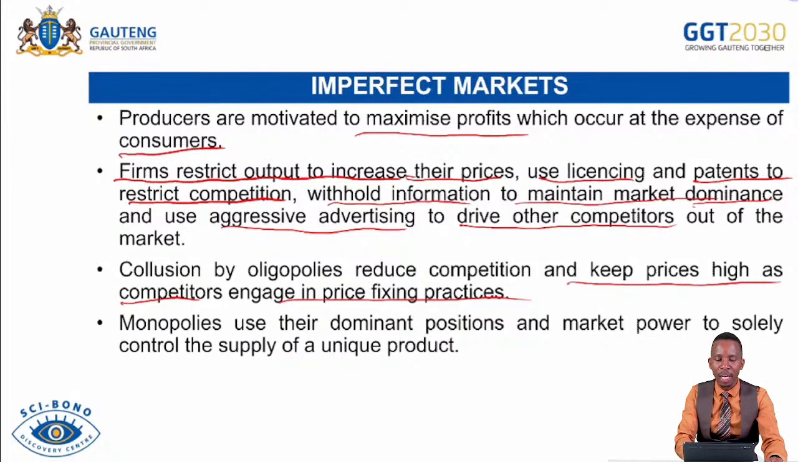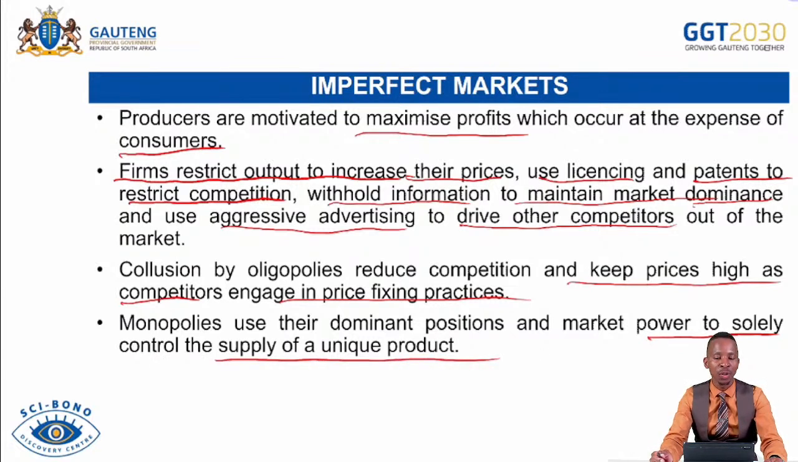Monopolies use their dominant positions and market power to solely control the supply of a unique product. So monopolies, we know that they are the only suppliers of a unique product. So they use their dominant positions and market power to simply supply this particular unique product within the entire market, which brings some issues because the product might be undersupplied within the market because there's only one supplier of the product.